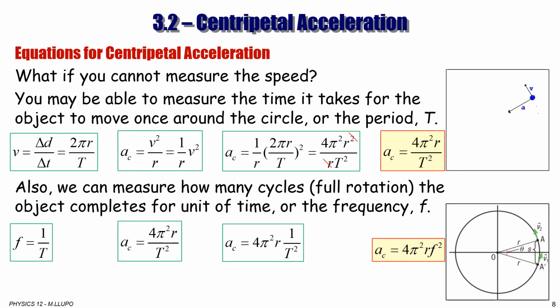That means we get a new equation: centripetal acceleration is equal to 4 pi squared r f squared. So with those two equations, we don't really need speed anymore. We can calculate that centripetal acceleration using either the period of revolution or the frequency.